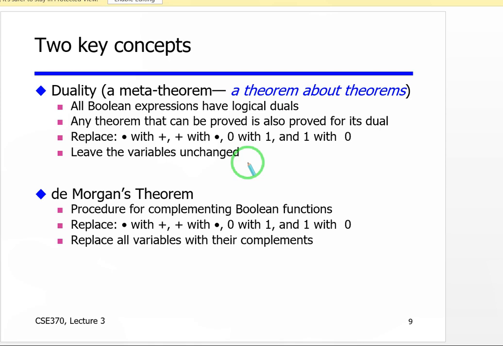Then we have the De Morgan theorem. So the procedure for complementing Boolean functions: replace dot with plus, plus with dot, 0 with 1, 1 with 0. Replace all the variables with their complement. Here we leave the variable unchanged, but here we replace all the variables with their complement. So this is the difference between duality and the De Morgan theorem.